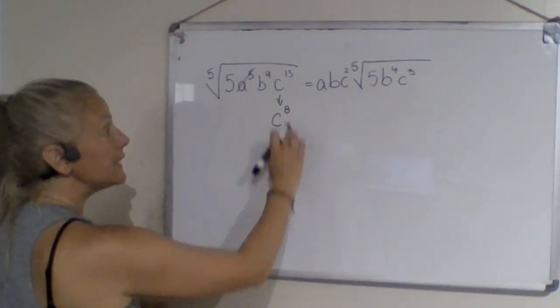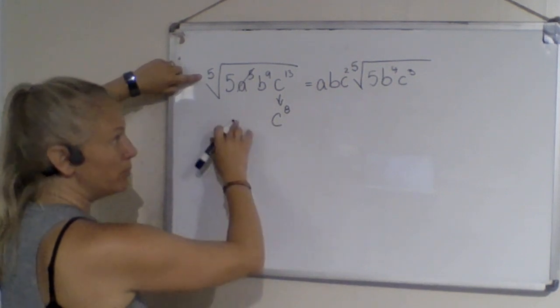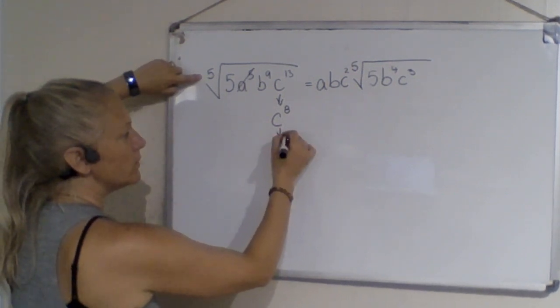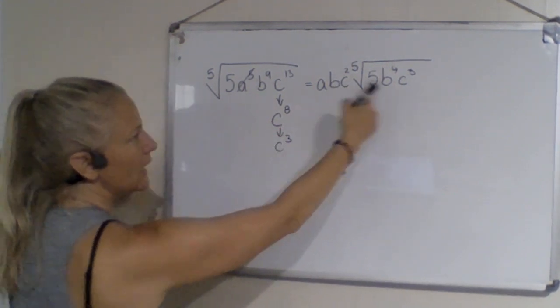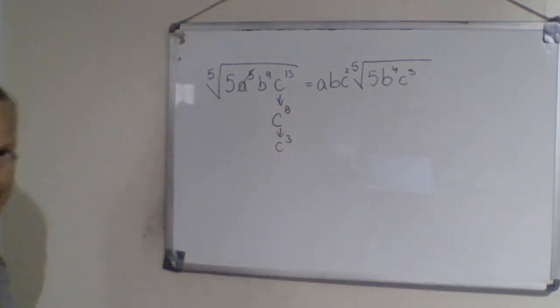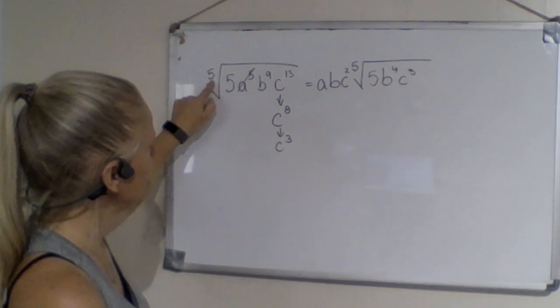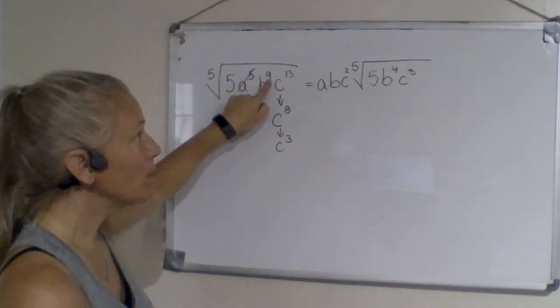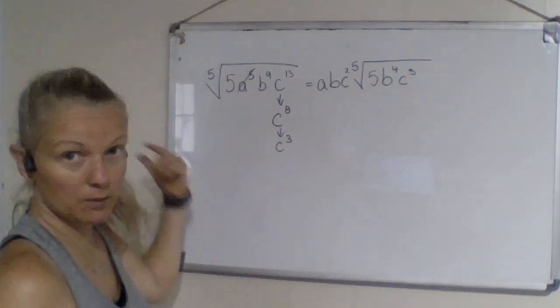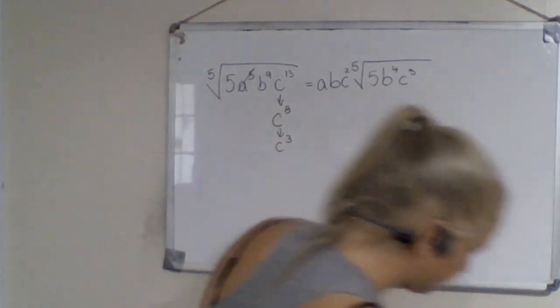And I go, wait, I still have enough. I can still pull 5, and I'm left with c to the 3rd. I have 2 c's out, 3 c's stay inside. So every time you have to work on these, you think of this and you go, I need to have this many. How many do I have? How many can I pull out? How many are staying in?